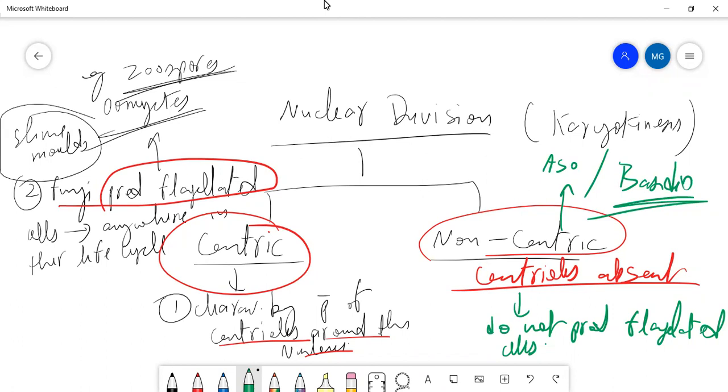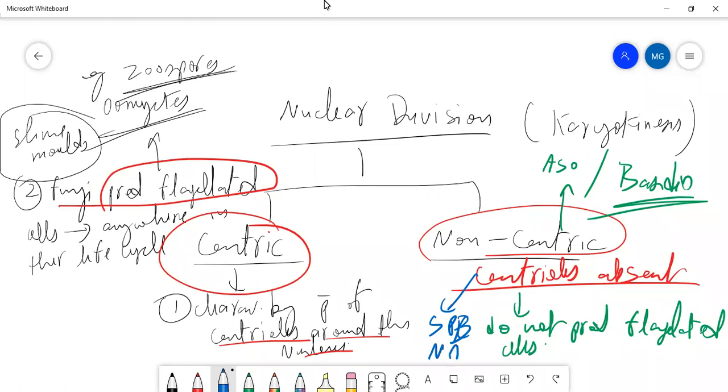Okay, so centrioles are not present, but instead of centrioles, we have something else. They have special structures which take care of the absence of centrioles. We call them SPB. Just remember SPB. This is the spindle pole body. So they have the spindle pole body.